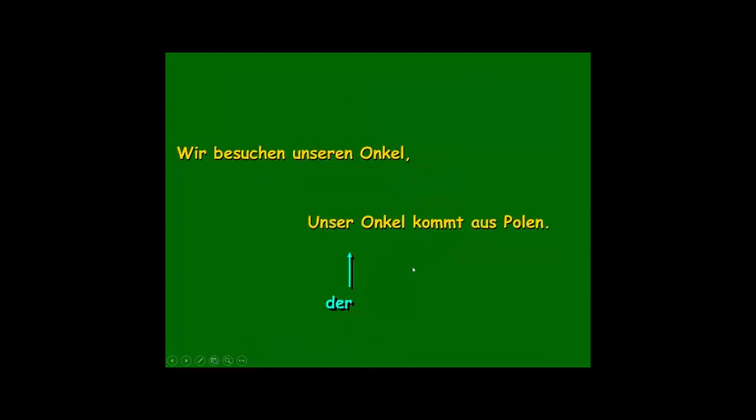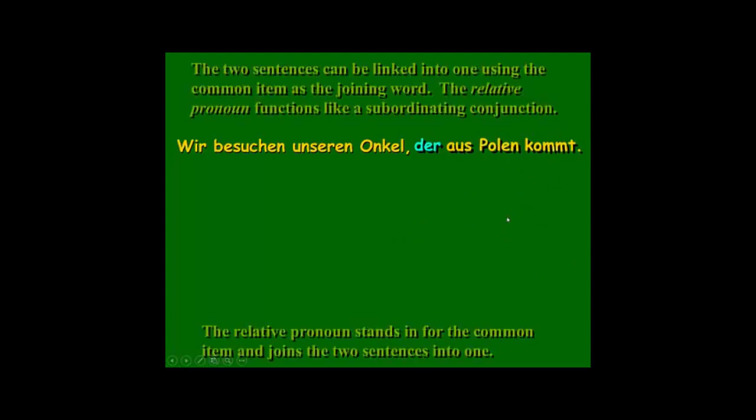So, I'm going to use the second sentence and I'm linking it to the first one. So, wir besuchen unseren Onkel stays on its own, and I'm just going to add the relative pronoun der, and then I have some funky business going on with word order. When you have a relative pronoun, the second part, the relative clause, becomes a dependent clause. That means that you're going to kick the verb to the end just like you did with all of those subordinating conjunctions. So, aus Polen kommt. Notice, not in second place. It's been moved to the end.